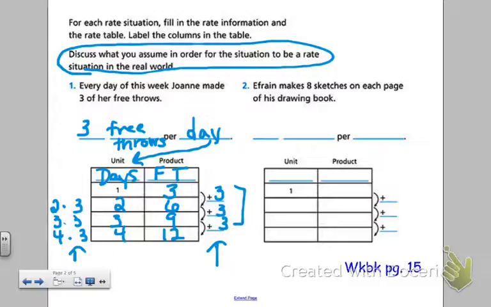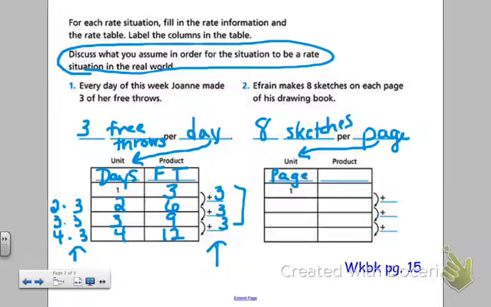Looking at number 2, Efren makes 8 sketches on each page of his drawing book. So that would be 8 sketches per page. So on every single one page, he has 8 sketches. So here, I know my unit is the number of pages, and then the product would be the sketches. So on one page, he has 8 sketches.